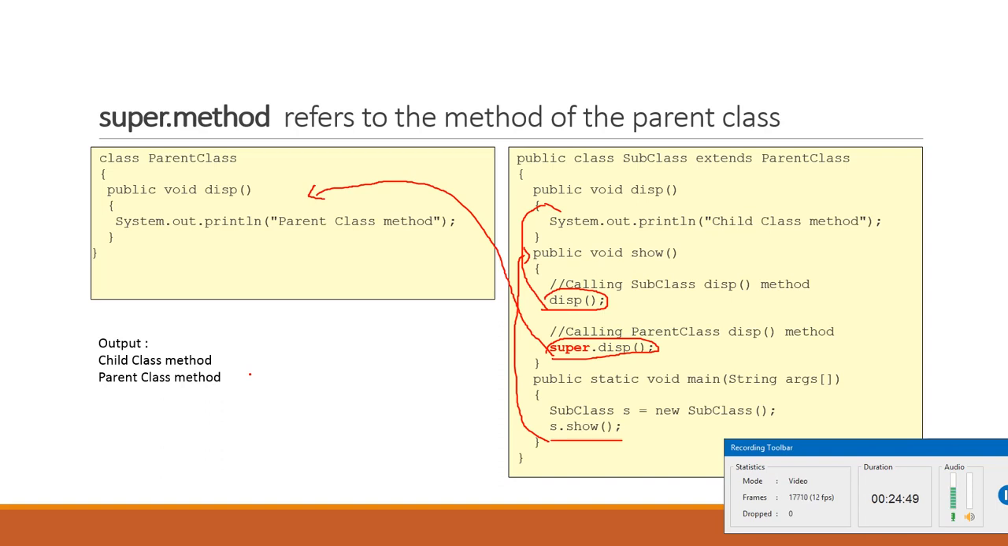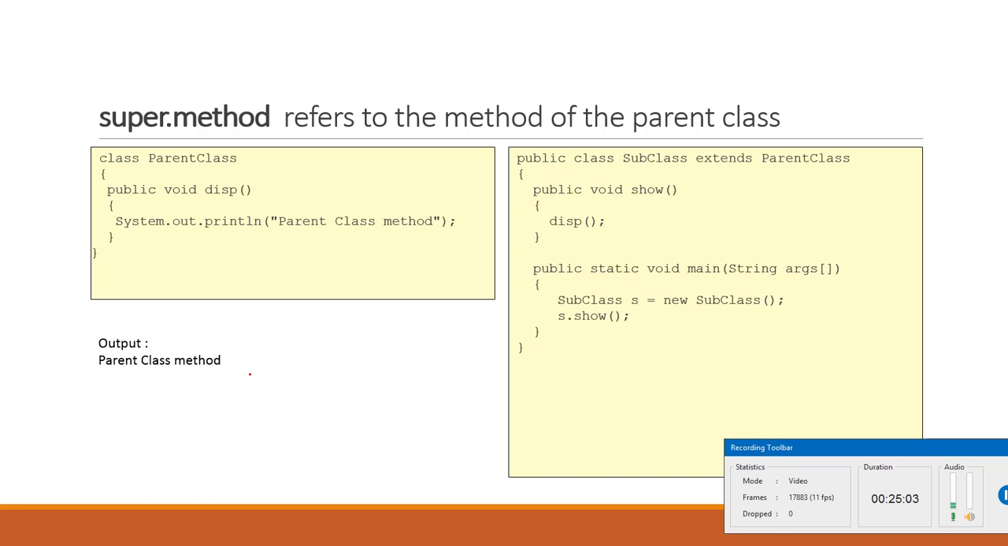Super dot variable is used to access the value of the parent class variable. Super dot method is used to refer to the method of the parent class. So these are the uses of the super keyword.